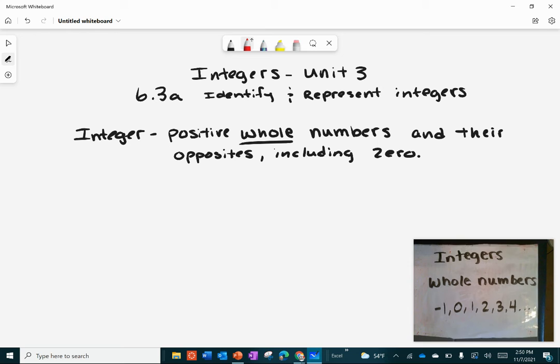So an example of a positive whole number. What's a whole number? Sometimes you might hear round to the nearest whole number, like if something costs $7.99. So if something costs $7.99 to the nearest whole dollars, it would cost $8.